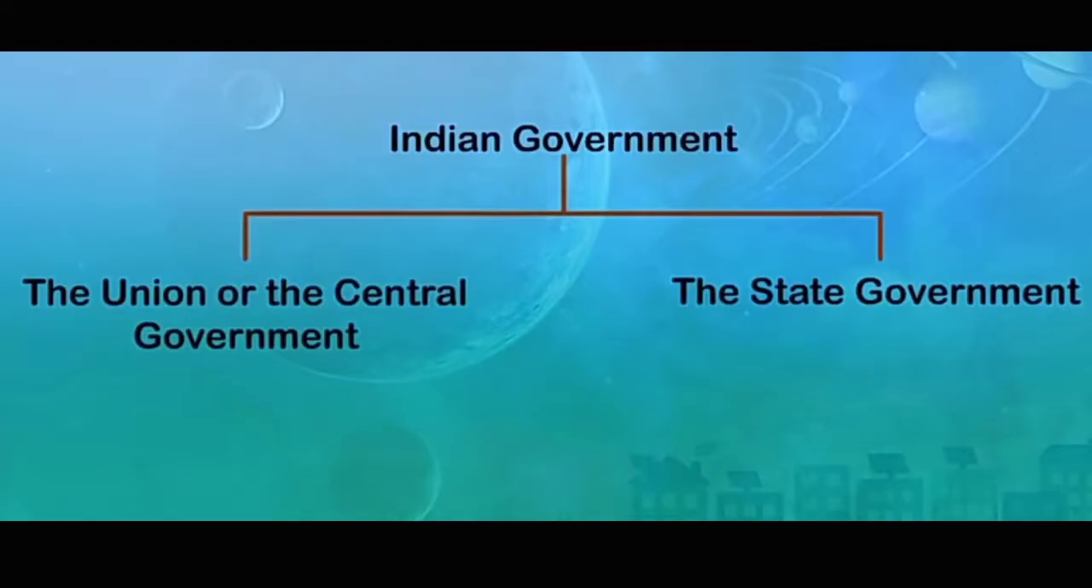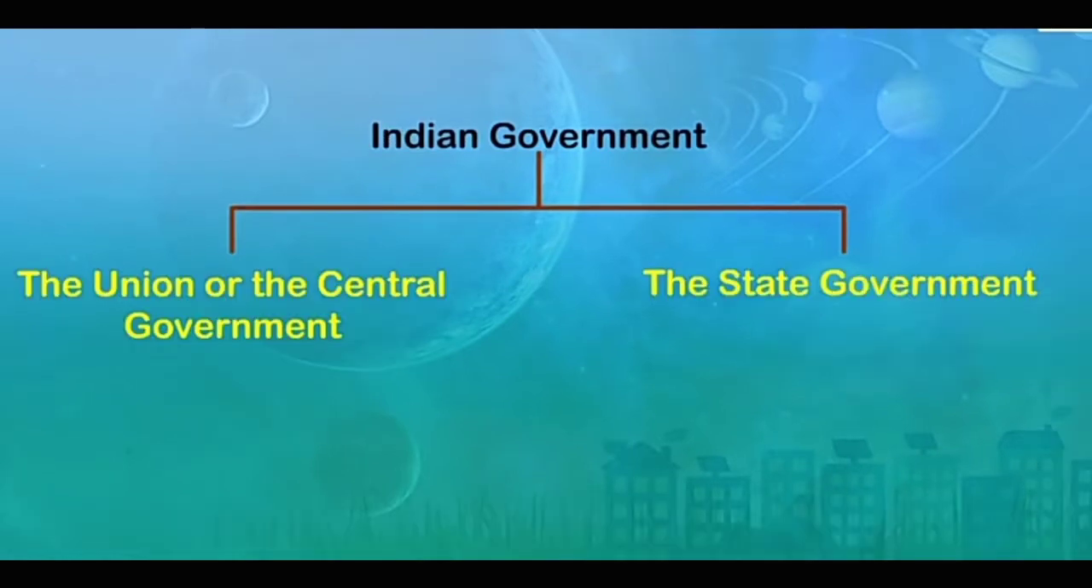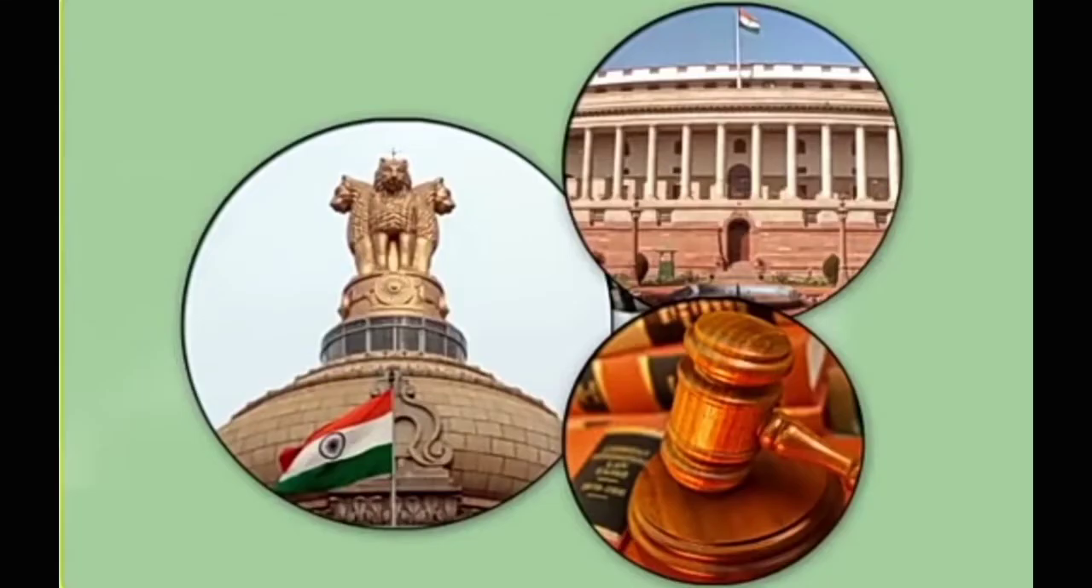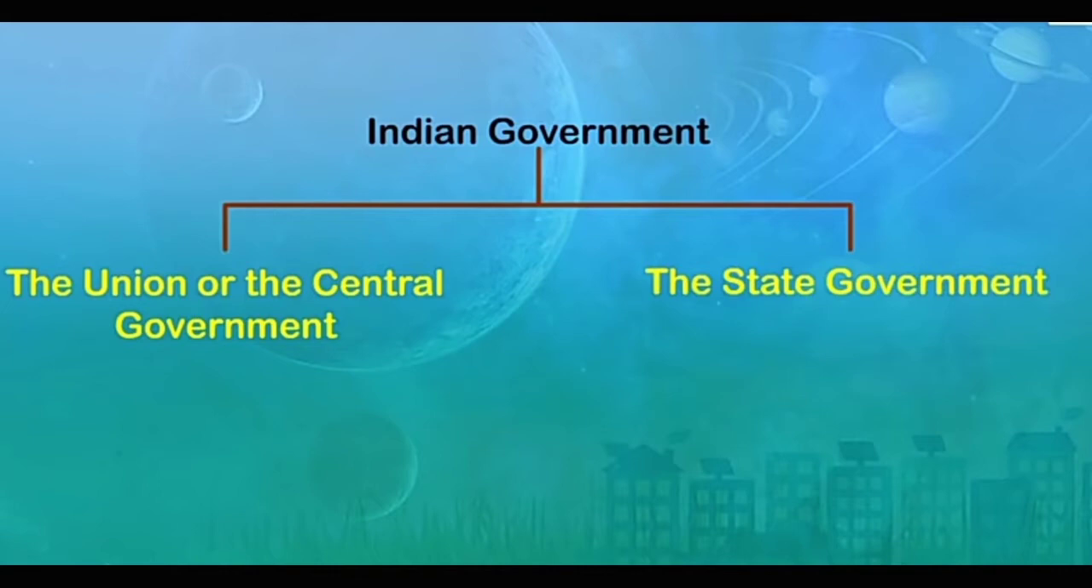Our system of governance by the Constitution is on 2 levels: the union or the central government and the state government. Both these governments have their respective areas of duties. Let us learn about these types of government. Central government.